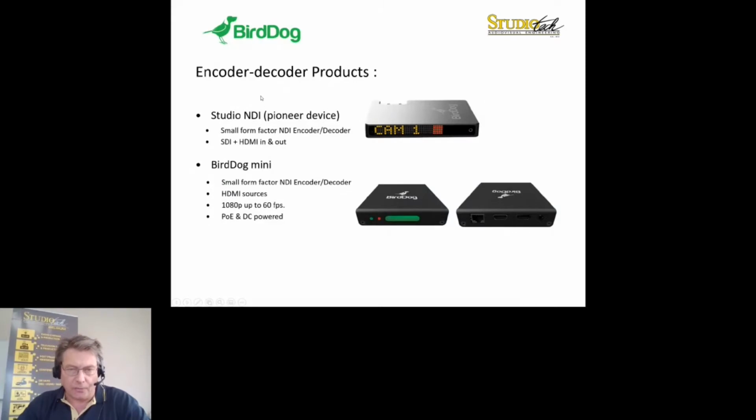On the other hand, there are, of course, customers who are using classical cameras, which do not have any NDI interface. Therefore, BirdDog supplies encoder and decoder products like the Studio NDI, which was actually the first product that BirdDog brought on the market. It's a small form factor NDI encoder decoder, where you have SDI in and HDMI in and out, so loop through is also available. You have the BirdDog mini encoders, small form factors, which are also power over Ethernet and DC powered.